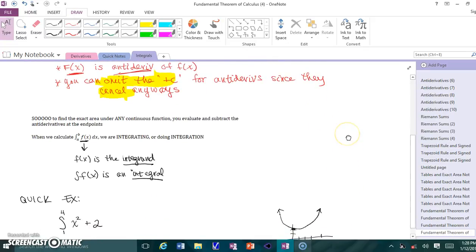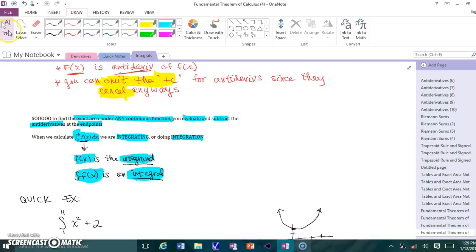We have some summary statements here. To find the exact area under any continuous function, you evaluate and then subtract the antiderivative at the endpoints. Some vocab words, some technicalities here. When you calculate this whole thing, you are doing what's called integrating or doing integration. f of x, my function, is the integrand, and this right here is an integral.